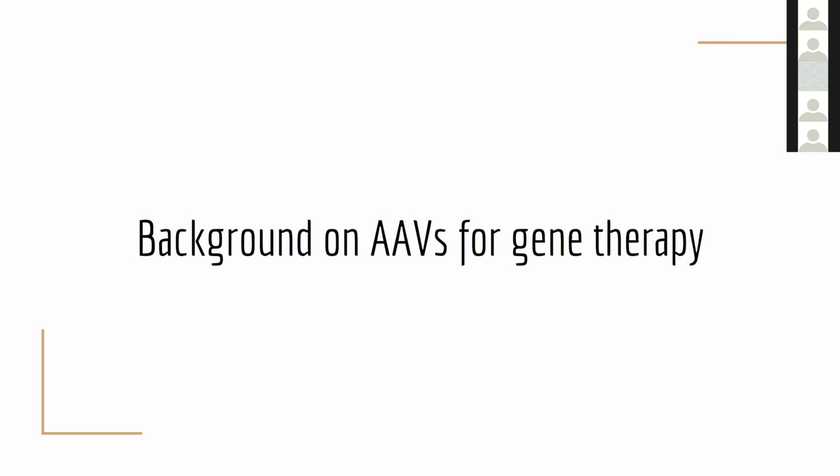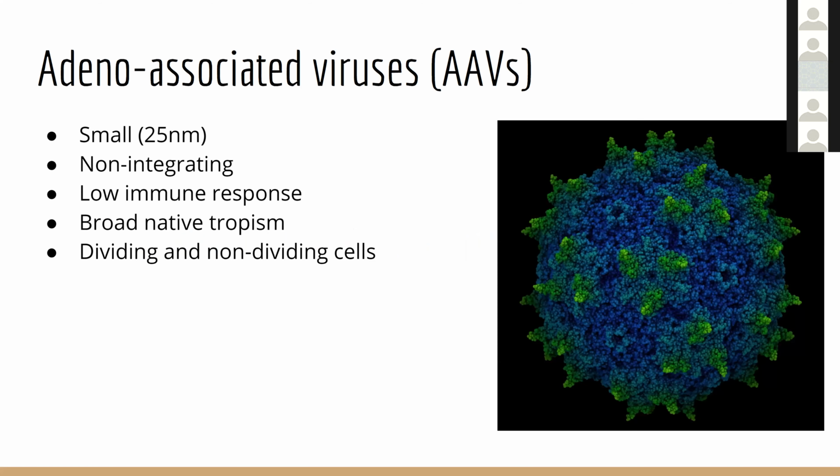So AAVs are really cool. They're small viruses. They don't integrate into the host genome, and they have a relatively low immune response relative to other vectors used for gene delivery. They also have a broad native tropism, so they hit a lot of different cell types just from their wild type variants, and they hit both dividing and non-dividing cells.